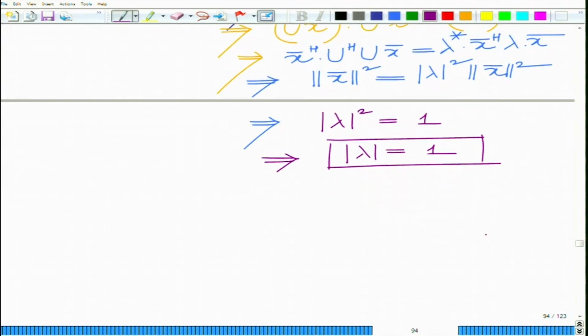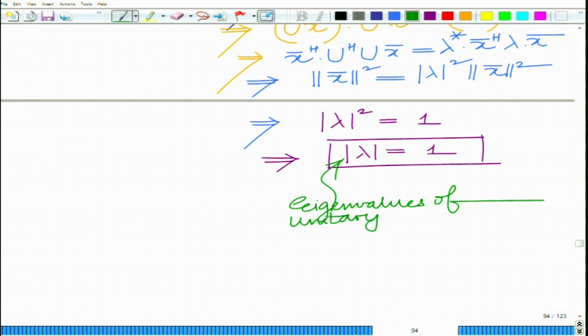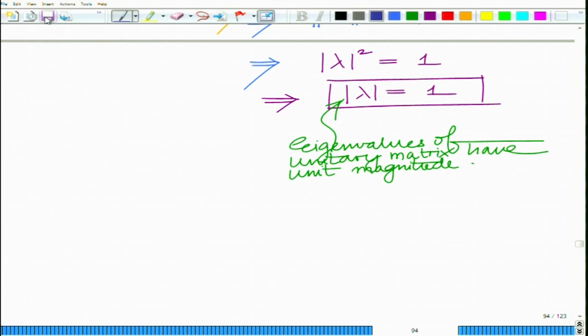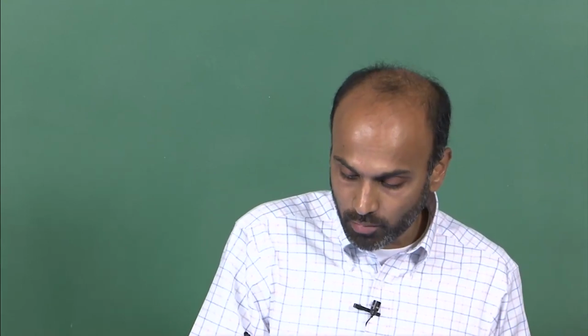So, this shows a very interesting property: the eigenvalues of a unitary matrix have unit magnitude. That is the interesting property that this shows, alright. And now, similarly, if you consider the determinant of a unitary matrix, let us consider the magnitude of the determinant.